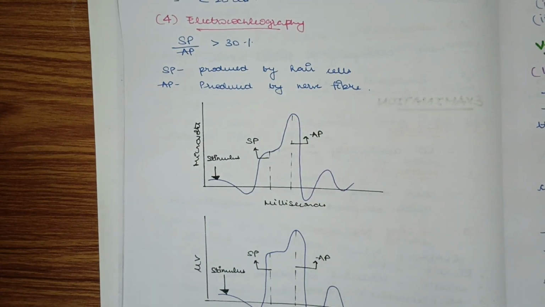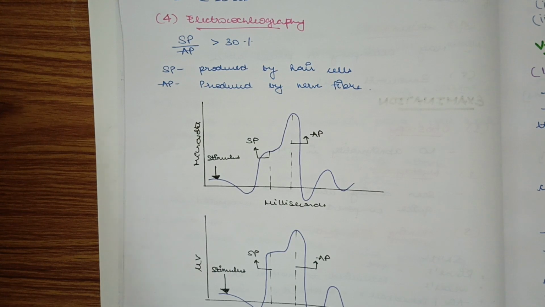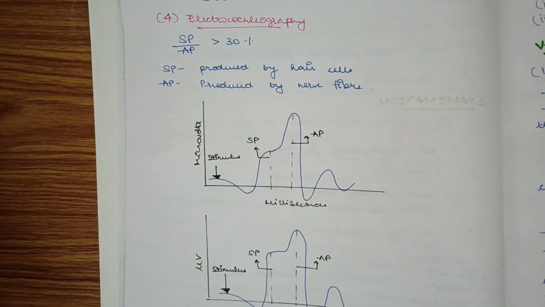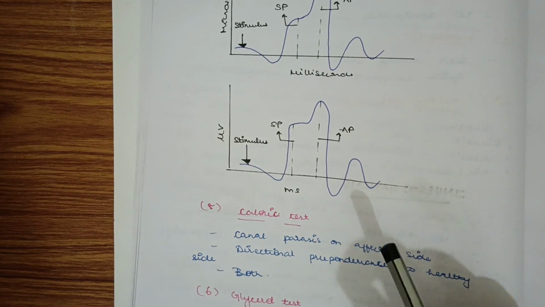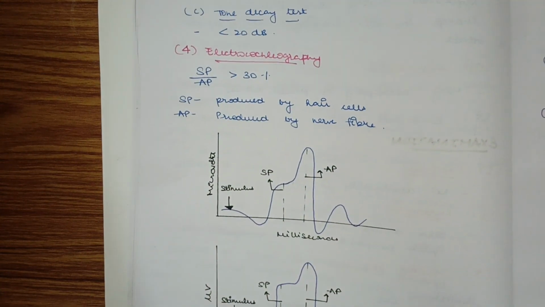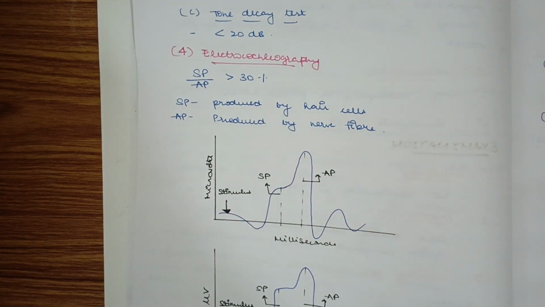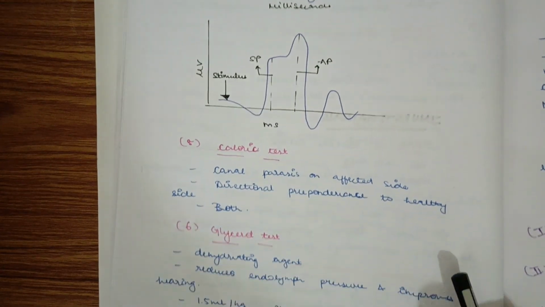That is potassium, and then there is depolarization of the hair cells. So there is excessive activity of the outer hair cells, which will increase the summating potential. But the potential produced by the nerve fibers is constant. Therefore, the action potential will be the same. Therefore, the ratio of the summating potential by action potential is increased in case of Meniere's disease, that is more than 30 percent.